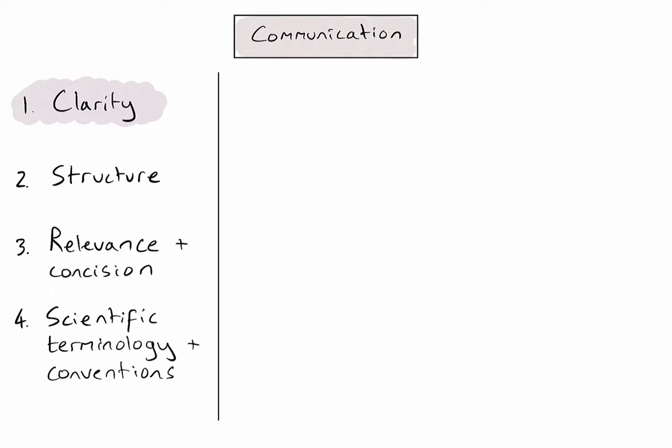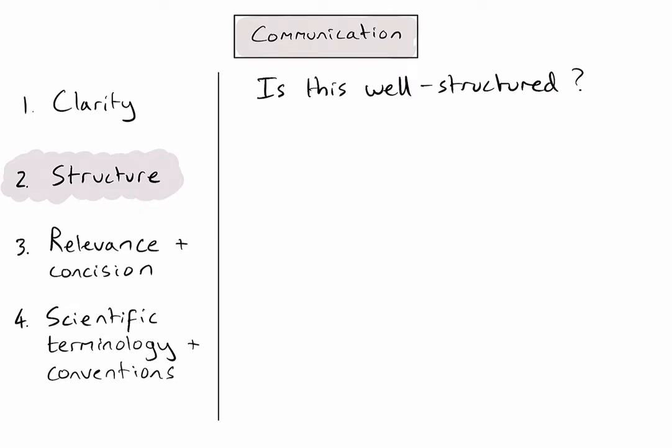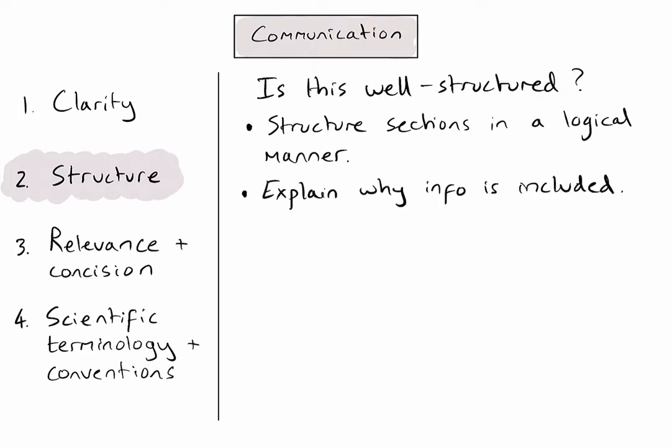Next, let's look at structure. For this criteria, an examiner might ask themselves, is this well structured? You'll want to check that each section leads on from the previous section in a logical manner. You'll want to make sure that you've explained why you've included certain bits of information. And you may also want to use subheadings in each section so that the structure is completely clear. Subheadings are particularly important when writing the first draft of your report to make sure that you're including all of the relevant information. You can always delete them later if you need the space.